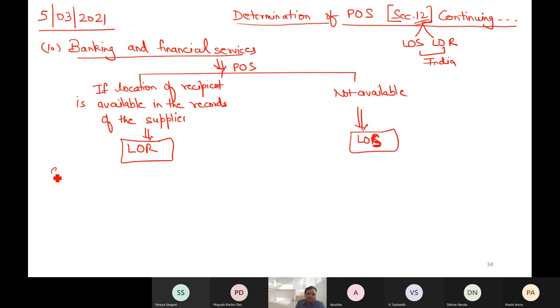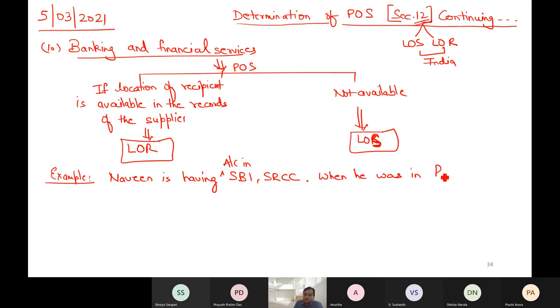So let me give you a simple example. Mr. Naveen is having a saving account in SBI SRCC branch. Now, when he was in Punjab for some work, for example, he went to Punjab. He withdrew some amount from SBI's ATM in Amritsar, for example.